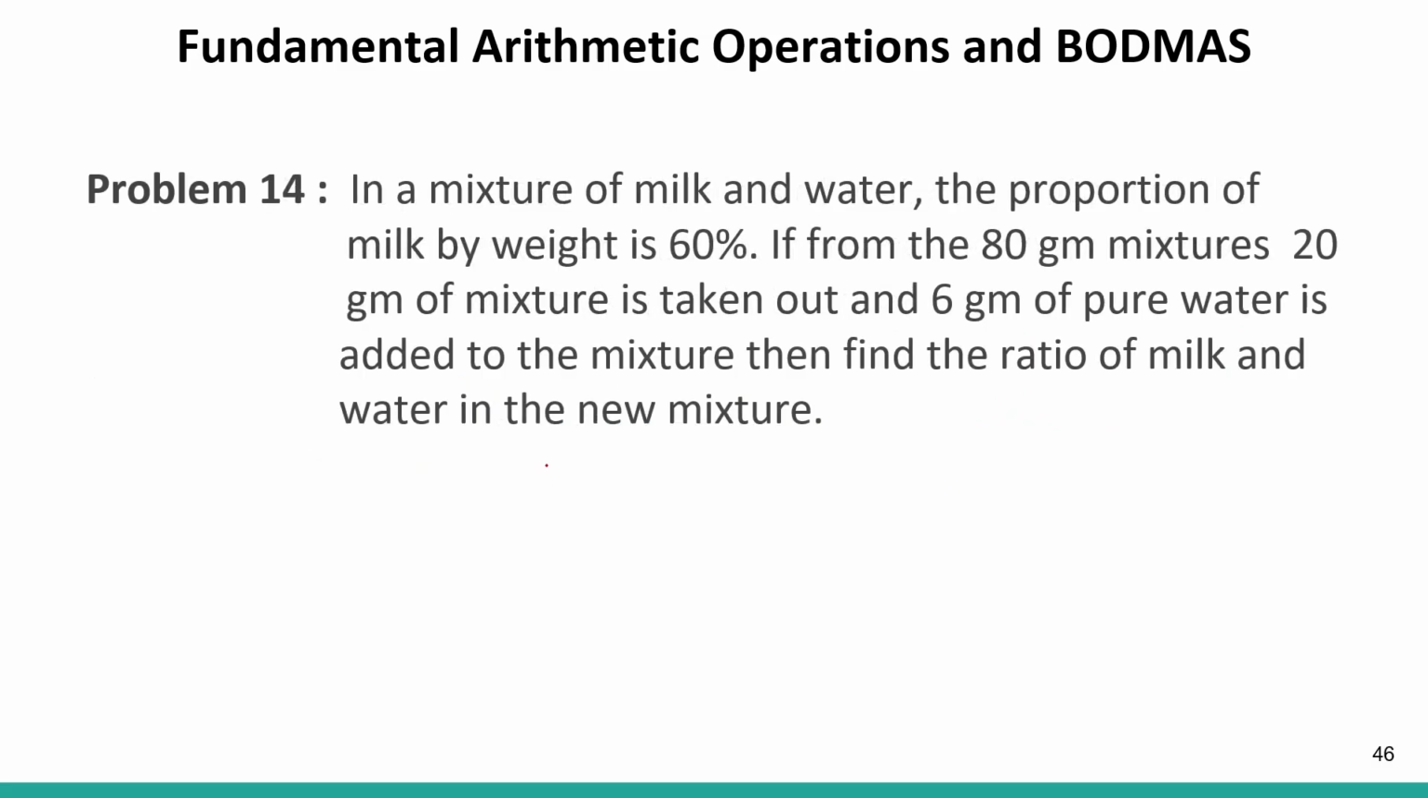Okay, let's see problem number 14. In a mixture of milk and water, the proportion of milk by weight is 60%. If from an 80 gram mixture, 20 gram of mixture is taken out and 6 gram of pure water is added to the mixture, then find the ratio of milk and water in the new mixture. So in a mixture, what was given was the proportion of milk by weight is 60%. If the mixture is 100%, then the amount of milk present in it is 60%.